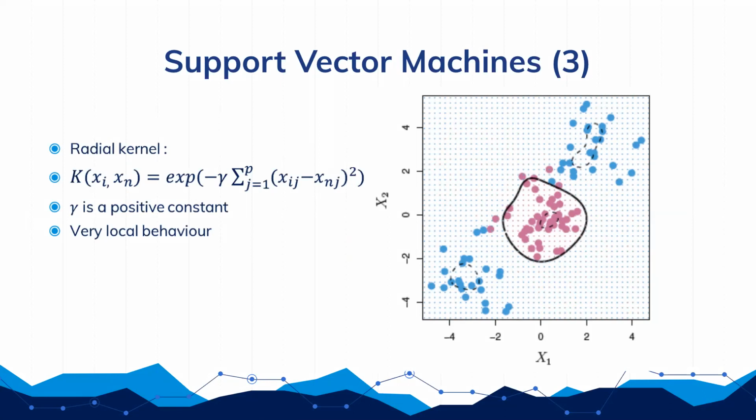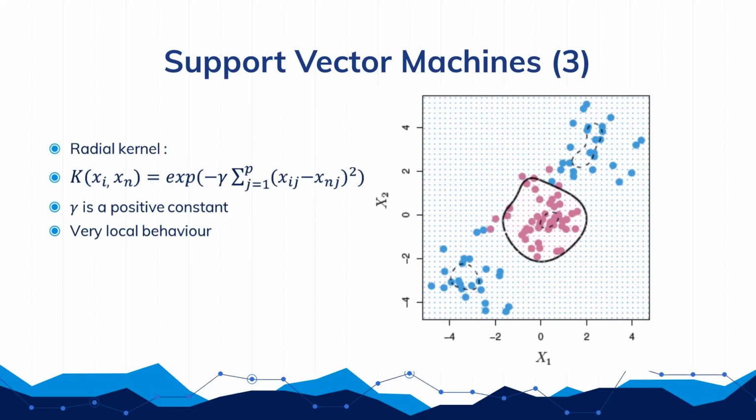And if you look here, the kernel, so the similarity between functions, decays exponentially with the distance between observations. So what this means is that it has very local behavior, right? Because if it's decaying exponentially, then observations that are very far away will basically not account for anything. Only the very close observations will make an impact. That's why it's called very local.